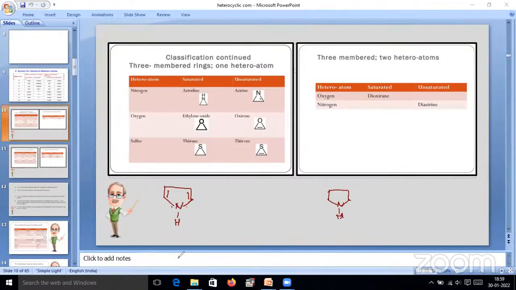So how can you write the nomenclature for this one? This is pyrrole. Pyrrole is the common nomenclature for this one. What is the IUPAC nomenclature for the pyrrole molecule? Please write it.